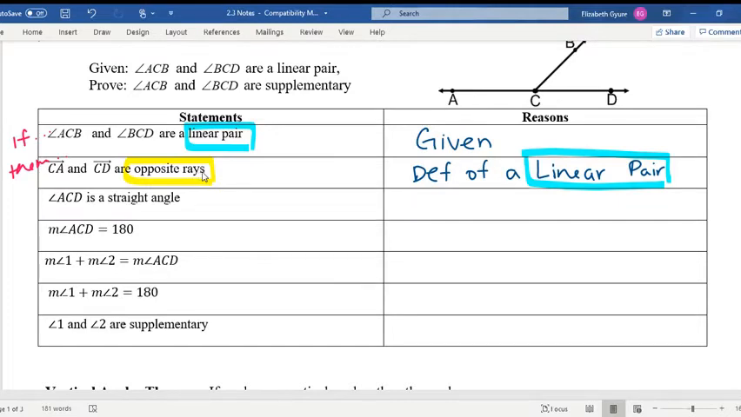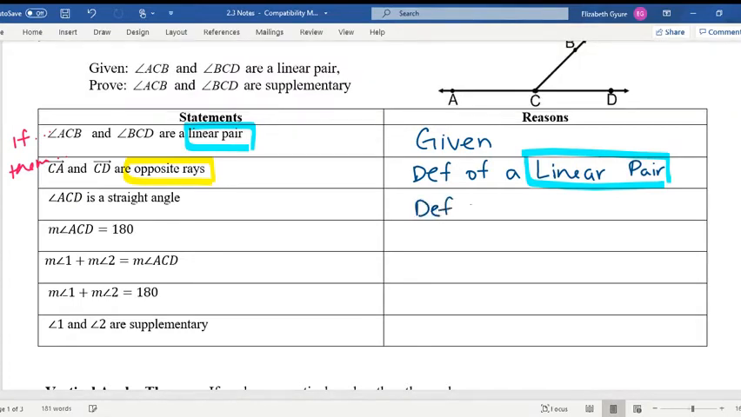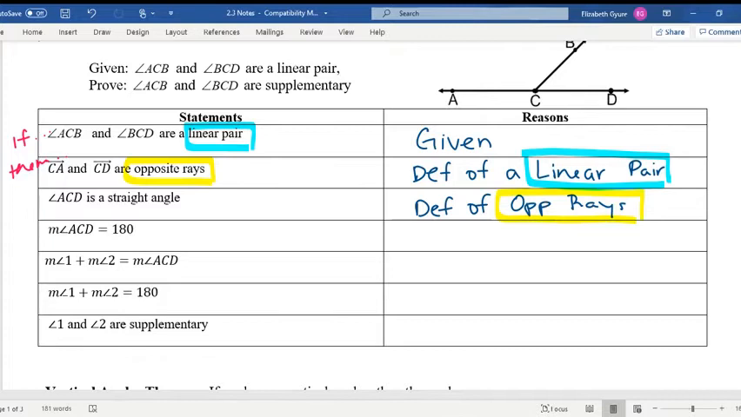Probably. Let's look. Opposite rays. Two rays are opposite if and only if they have a common endpoint and form a straight angle. Oh, interesting. What does step 3 say? A straight angle. Is it a coincidence? It is not a coincidence. So we have opposite rays. Opposite rays are going to give us a straight angle. How did we know? The definition of opposite rays. Okay, so if I give you a vocab word, chances are I want you to use it as your reason.